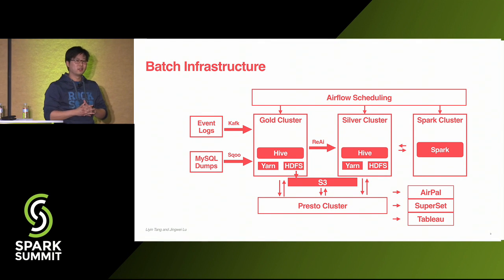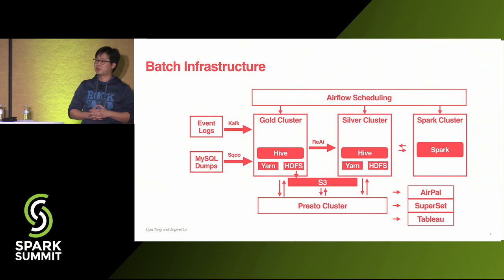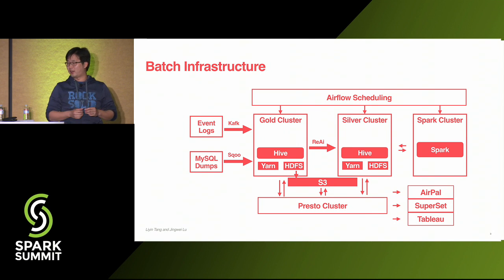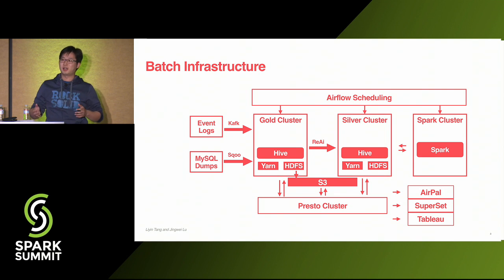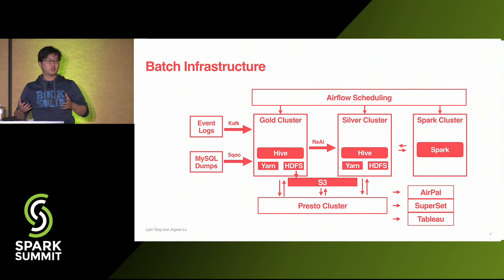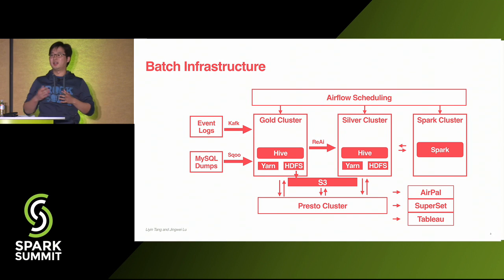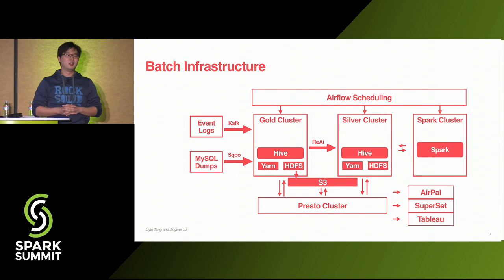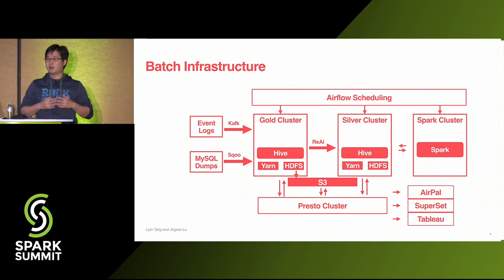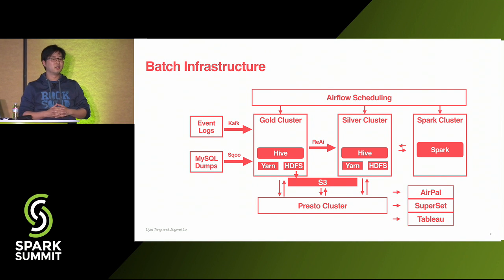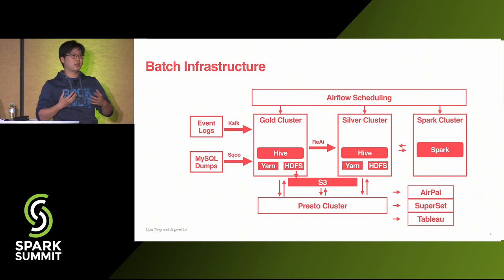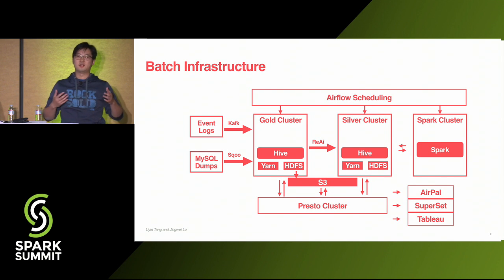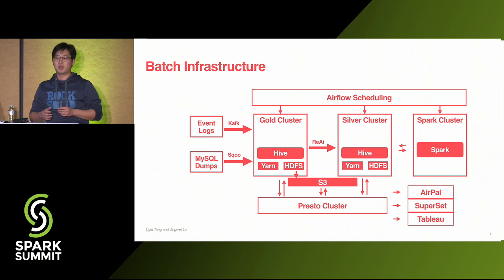As you can see here, there are two major incoming data sources. The first is the analytics events sent from the web servers, all kinds of services. These events will be published into Kafka, and we will run the batch ingesting job to read from Kafka and land the data into the warehouse. The second major source of data is coming from MySQL. Airbnb uses MySQL as the primary online storage, so we run a batch job to ingest the MySQL daily snapshot into the warehouse.